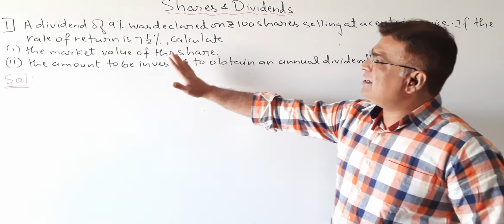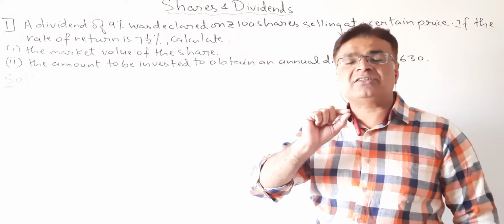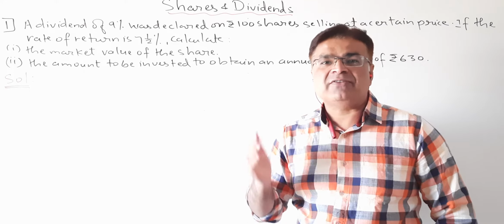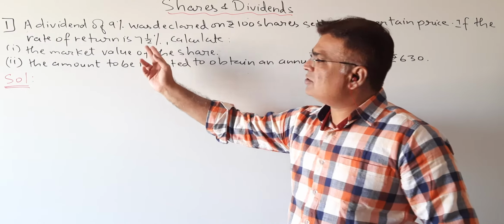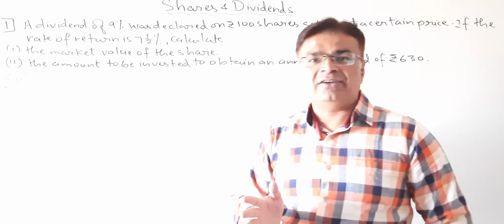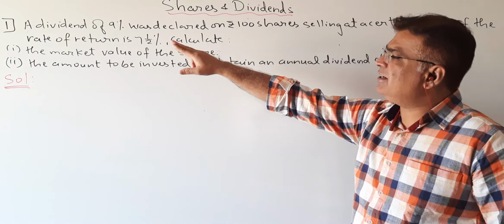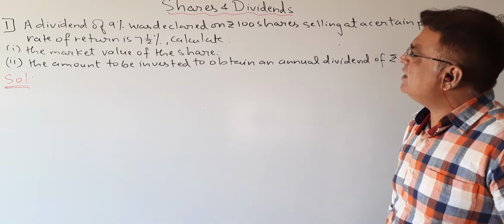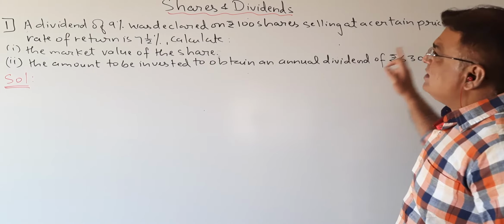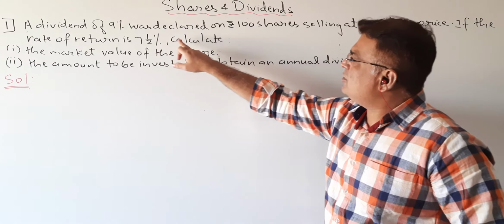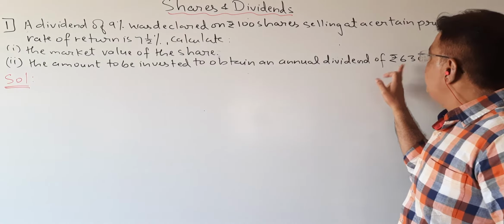So shares and dividends we have already started, and this sum was taken up in the previous session also, but in that sum the data was incorrect, so that's why we are doing it again. The rate of return there was 7%, so the whole data was incorrect. Now this is the sum with the correct data. A dividend of 9% was declared on rupees 100 shares, selling at a certain price. If the rate of return is 7.5%, calculate the market value of the share and the amount to be invested to obtain an annual dividend of rupees 630.